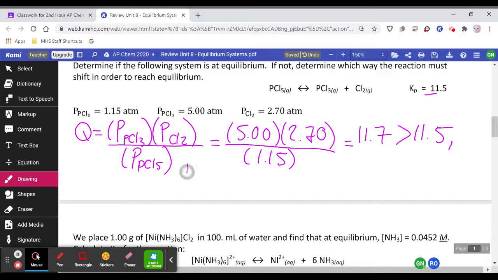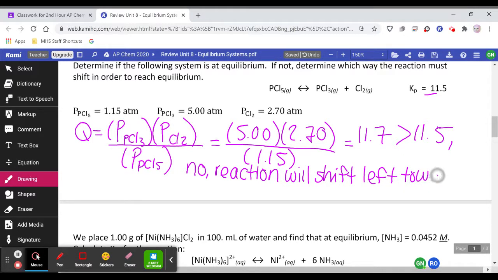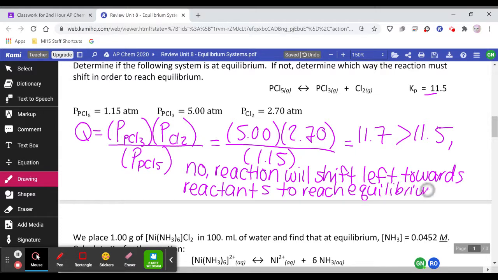Okay, so no, it's not at equilibrium. Reaction will shift left. I always put where it's going, so towards reactants, to reach equilibrium. Any questions?